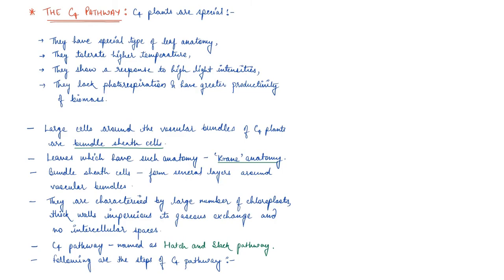So C4 plants are special, guys. Now, how are they special exactly? They have a special type of leaf anatomy. They can tolerate higher temperature. They show response to high light intensities, they lack photorespiration, and they have higher productivity of biomass.